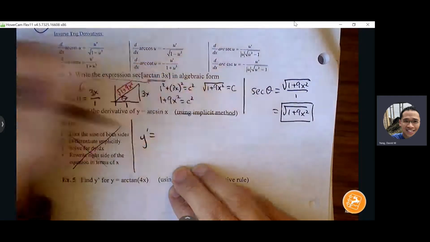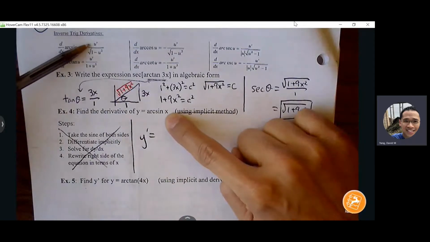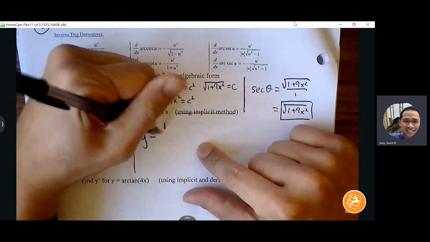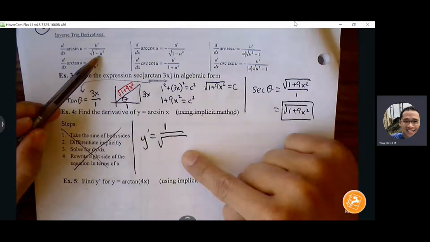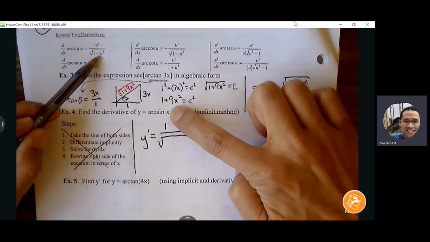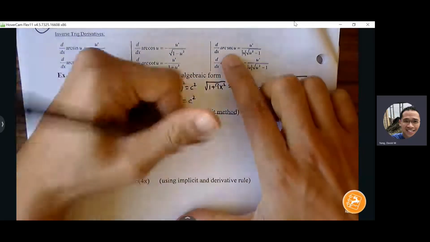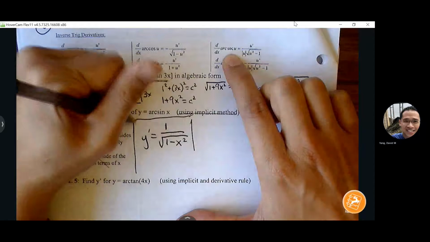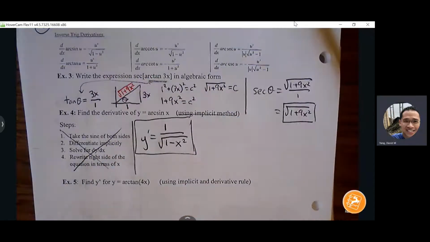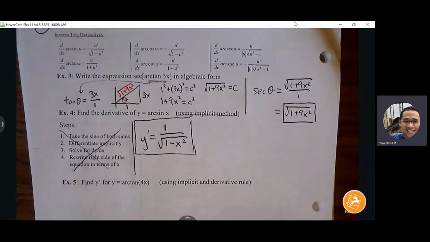Y prime equals. Okay, what's u prime going to be if u is x? Just 1. Divided by the square root of 1 minus x squared, right? Just the original u value. Okay, just follow the rule and do what the rule says.